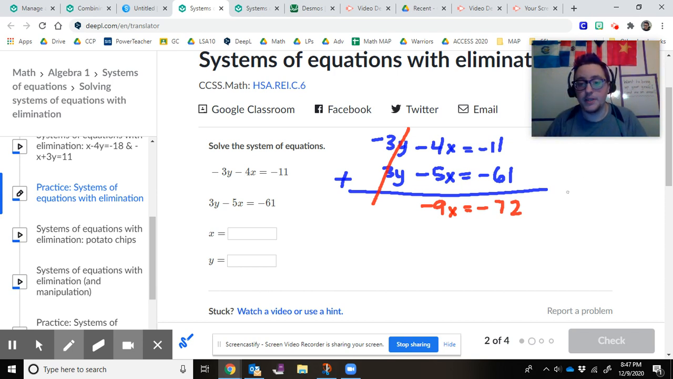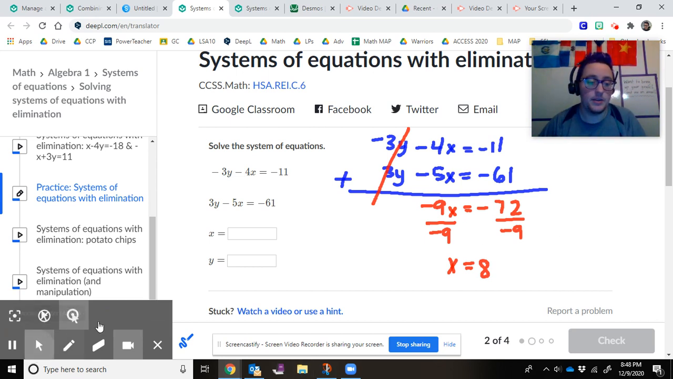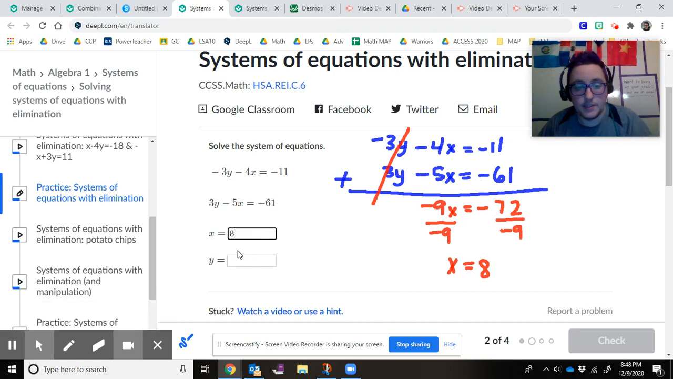Step 2 is the easy step. You just divide. Divide by whatever is in front of that variable, which in this case is negative 9. So divide by negative 9, those will cancel, and I'll get that x is equal to negative 72 divided by negative 9, which is 8. All right, so I've got my first variable, and I can type it in. I know that x is 8.